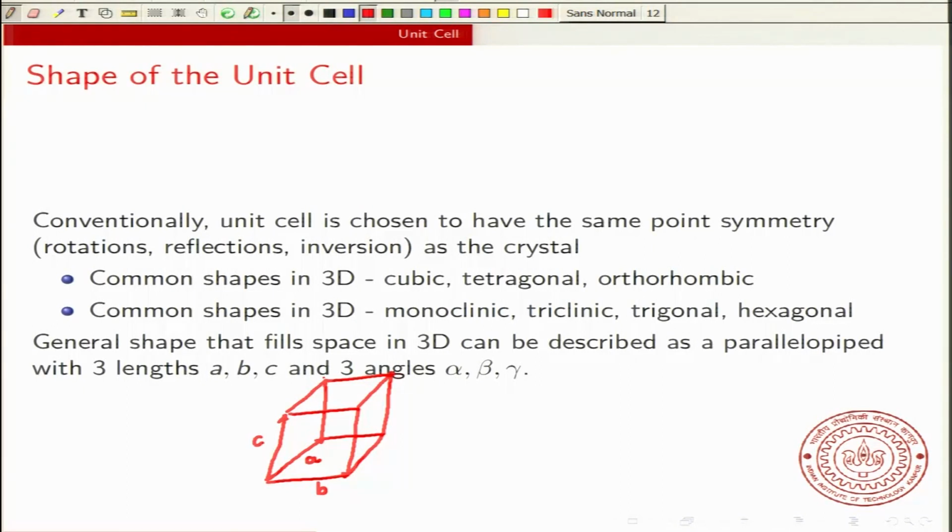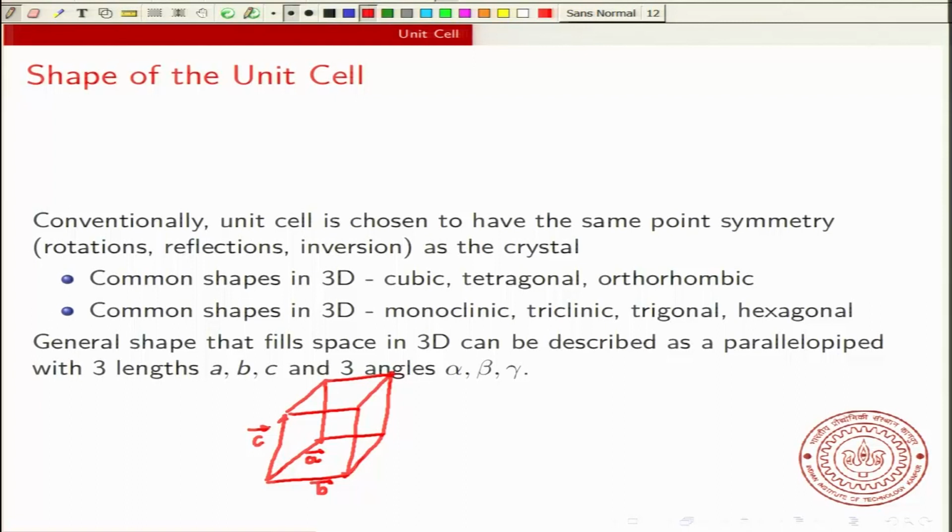So, what I did was I took 3 vectors A, B and C and I constructed a parallelepiped using these 3 vectors. Let me put a vector arrow on each of A, B and C. So, a typical unit cell will have such characteristics. It will look like a parallelepiped, a general unit cell.